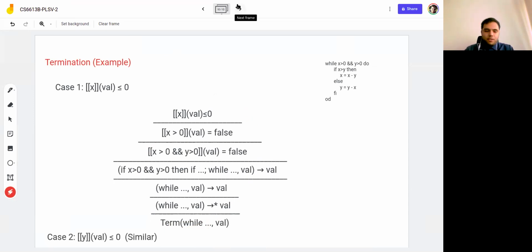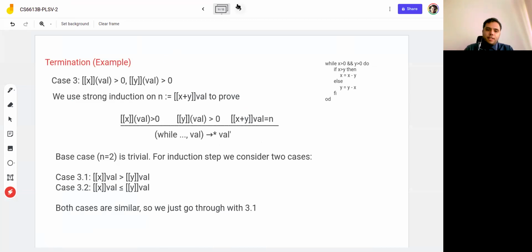Okay, so we went through 2 of the cases. Let's do the final case, which is when both values are greater than 0. In this case, we of course need induction. So we define a new value n, and we set it to be the value of x plus y. And then we do induction on n.